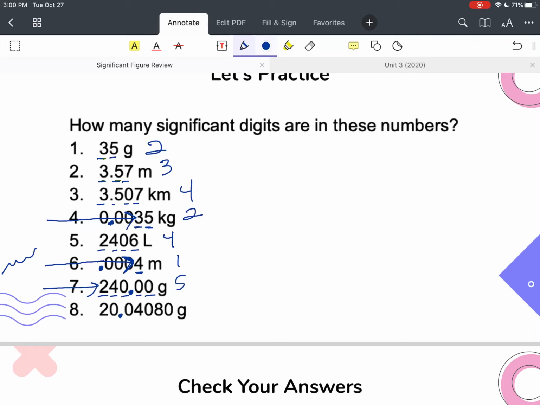Again, number 8, I have a decimal, Pacific. Starting from that side, I start counting as soon as I get to a number. 1, 2, 3, 4, 5, 6, 7. 7 significant figures. And I realize I don't have any from Atlantic, so let's write 1 or 2.